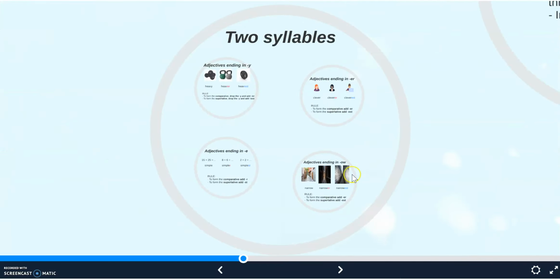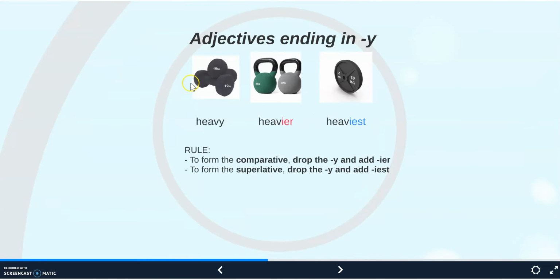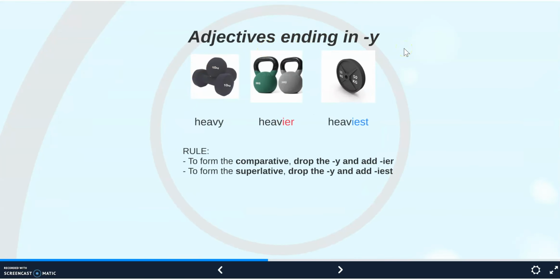Then let's have a look at the 2-syllable adjectives. As you can see, there are 4 types of adjectives, but some of them follow the general rule. The first one are the adjectives ending in y. So this picture, as you can see, 10 kilograms is rather heavy. 20 to 24 kilograms is even heavier, and 50 kilograms is definitely the heaviest. So, to form the comparative, you drop the y and add er, as you can see here. And then to form the superlative, you have to drop the y and add est to the adjective.